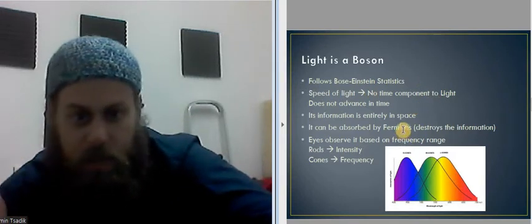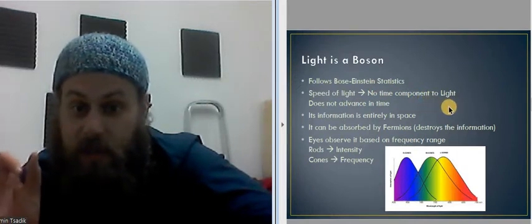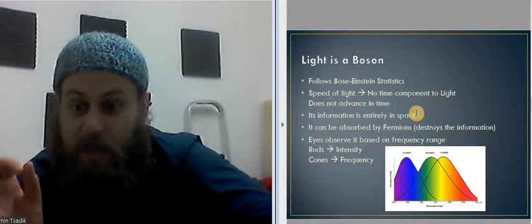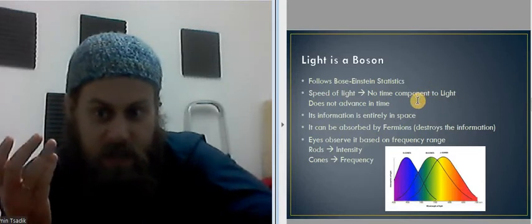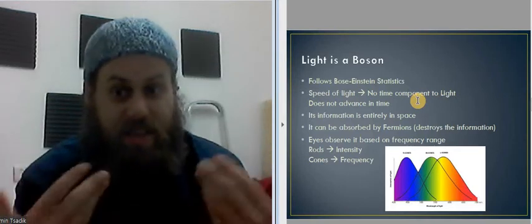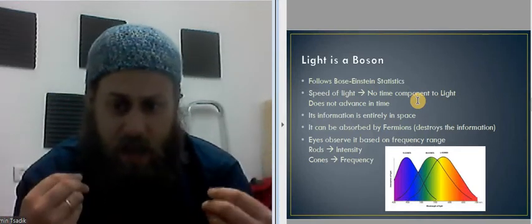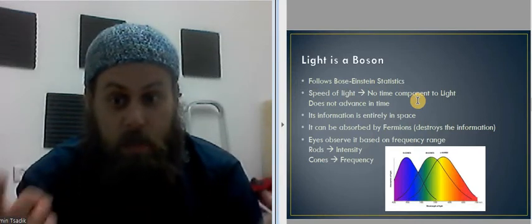We're not going to go into statistics. There's no time component to light, right? Light does not change in time because it's moving at the speed of light, right? We know this also from relativity. If you were to travel at the speed of light, your time would not change. You would not advance in time. You would be stuck in time and only move through space. All of your information will be in space.